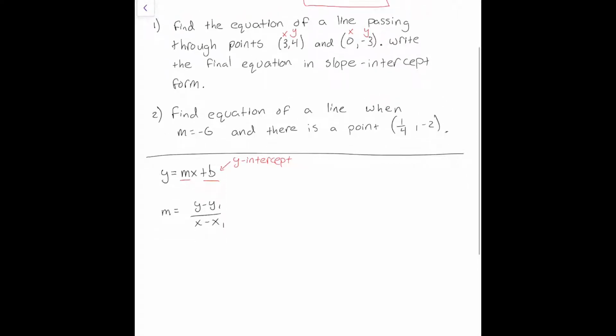Plugging in our points here, and you can use either variation. We'll go ahead and call 3 and 4 x1 and y1, and 0, -3 x2 and y2. So plugging these in, and we can go ahead and call this y2 and x2. Plugging these points in, you'll get -3 minus 4 all over 0 minus 3. Further solving for this, you'll get -7 all over -3, which equals 7/3. And this is your slope right here.